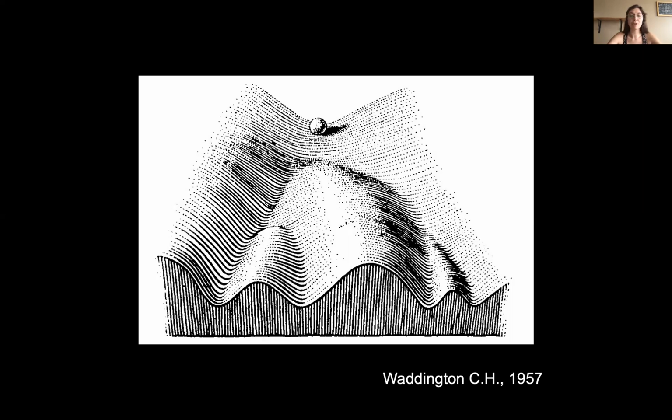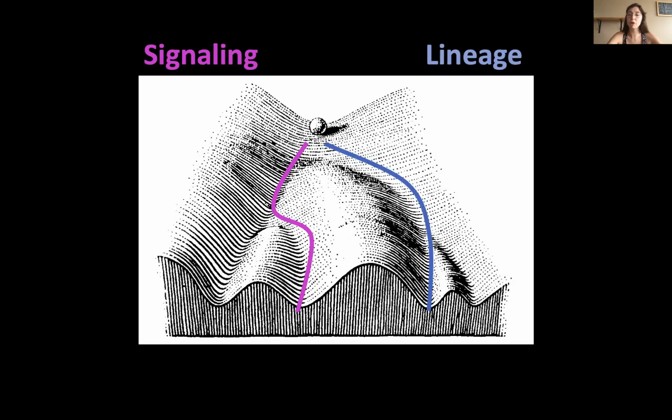During development, immature cells will go through a series of transitions, or decisions, to become a fully differentiated cell of a particular fate. In most cases, we can think of these cells as making informed decisions through things such as signaling or lineage that can push a cell towards one fate over another.